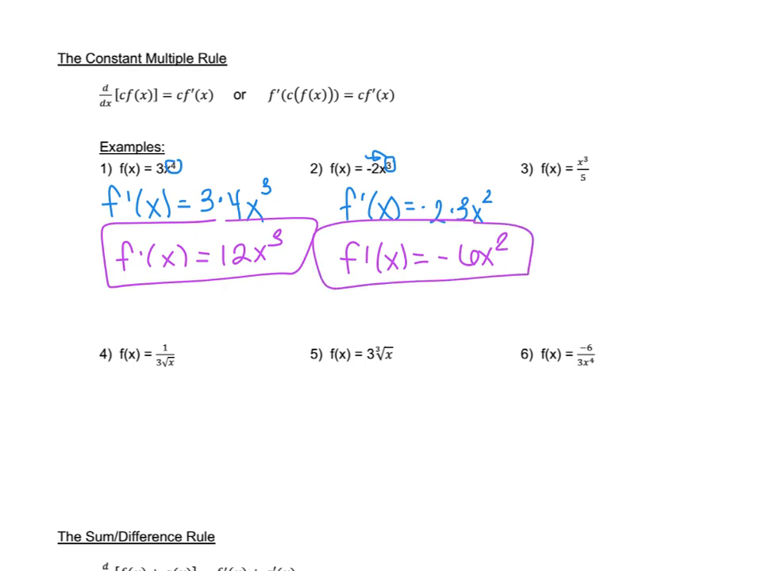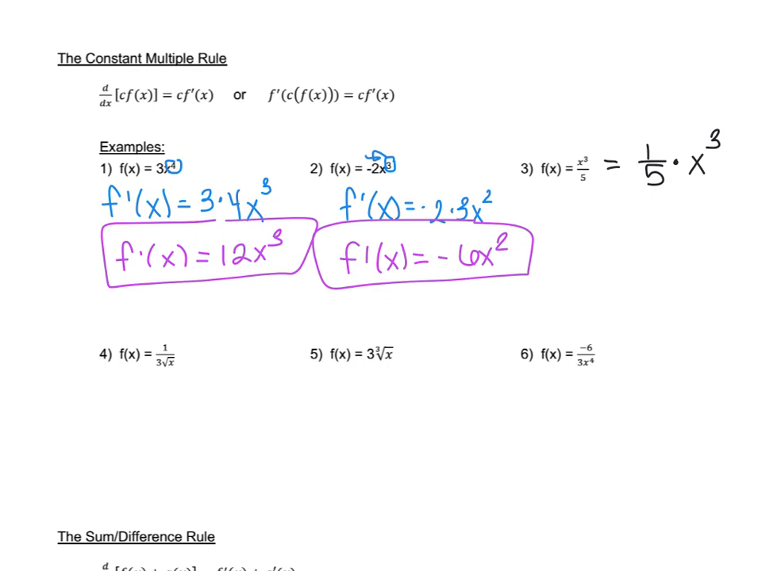Number 3, f of x equals x cubed over 5. Now this one looks a little different. What is the coefficient of x cubed? Because x cubed we can easily find the derivative of. But let's think about when you divide that by 5, let's just rewrite that as 1/5 times x cubed. Now it makes a little more sense to apply this constant multiple rule.